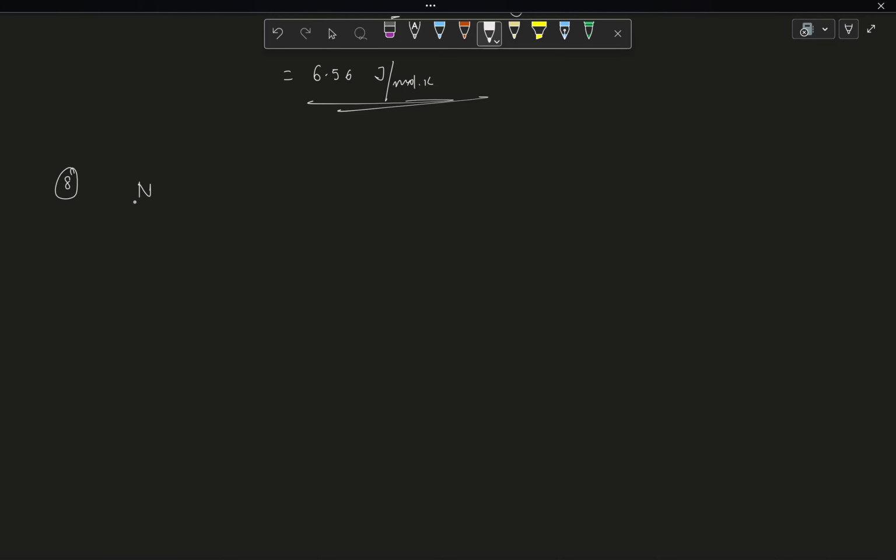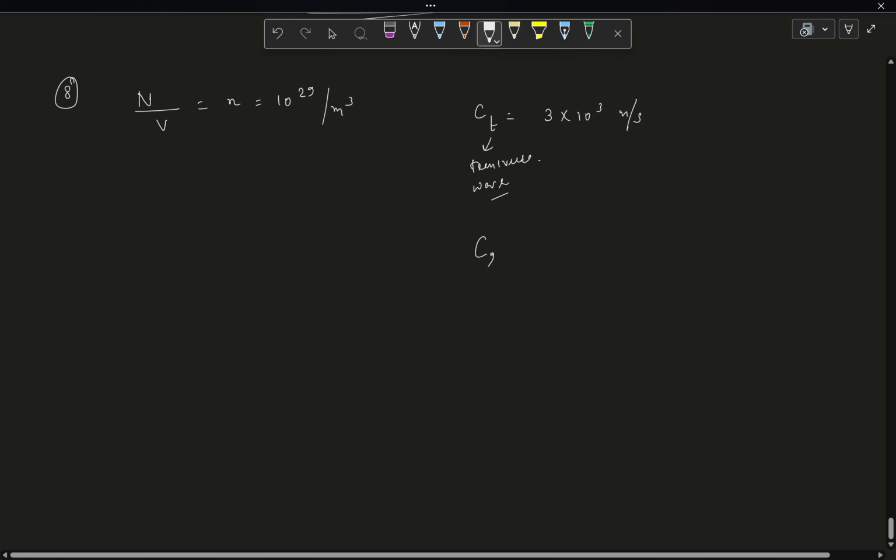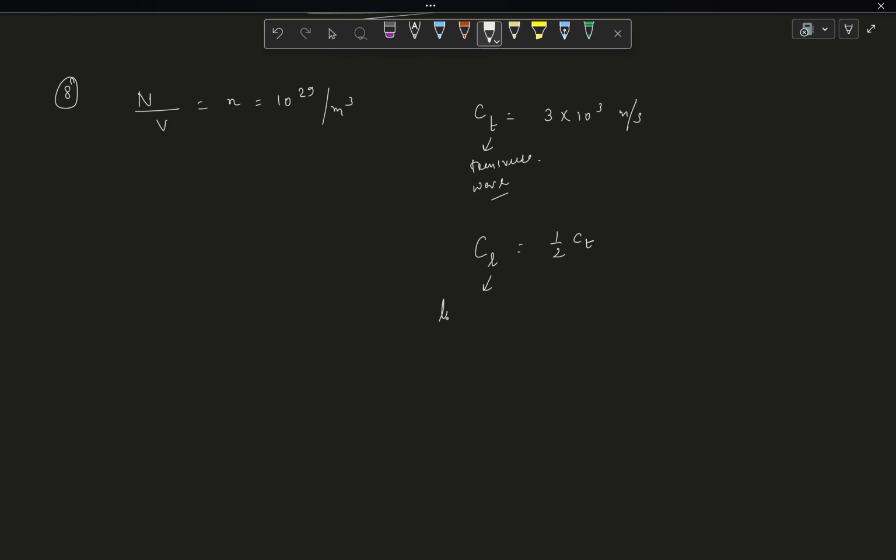And in the question it is mentioned that the number density, the number per unit volume for this particular case is 10 to the power 29 per meter cube. So this is in SI unit, meter cube, right? And the velocity of the transverse wave, so T subscript means transverse wave. So C subscript T is the velocity of transverse wave, and that is equal to 3 into 10 cube meter per second. This is given. And for longitudinal wave, the velocity CL, which is half of the transverse wave velocity, that is also mentioned in the question, and here the L subscript means longitudinal, right? And you have to calculate what is the Debye frequency, nu d.